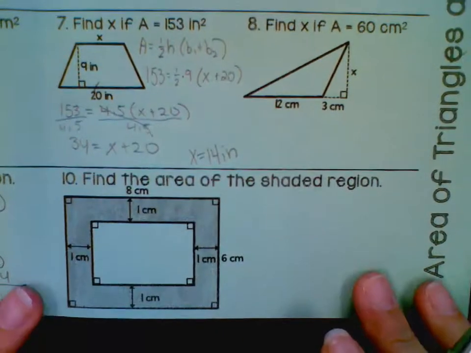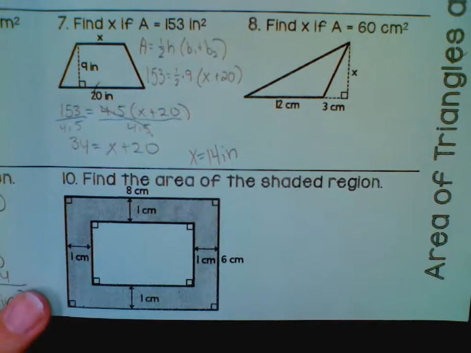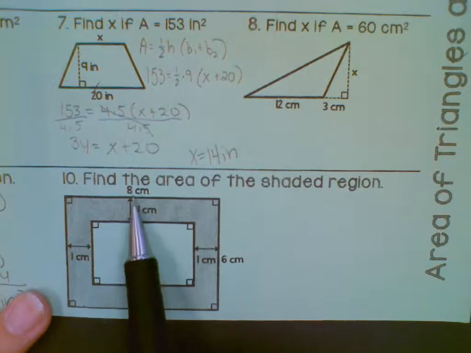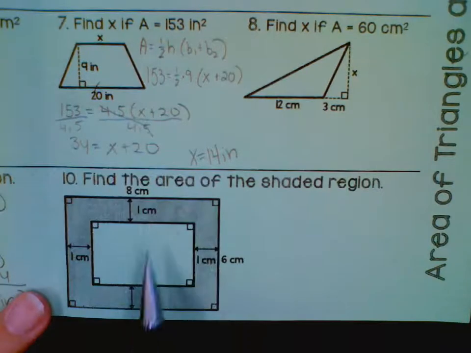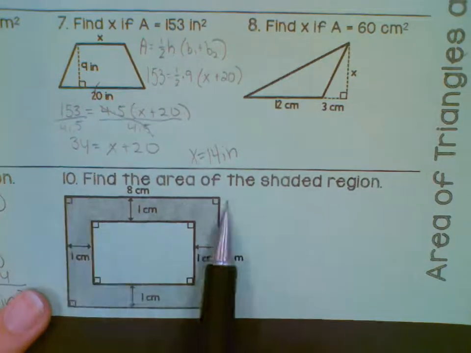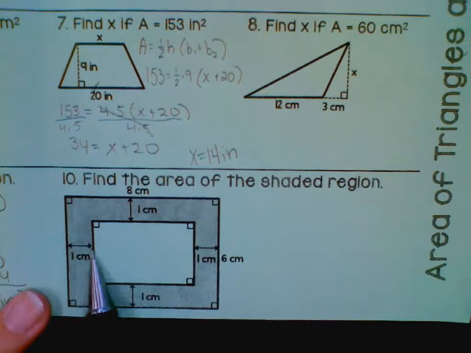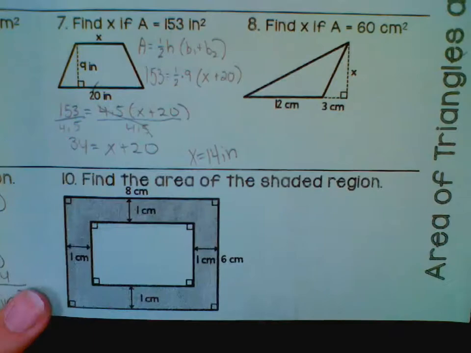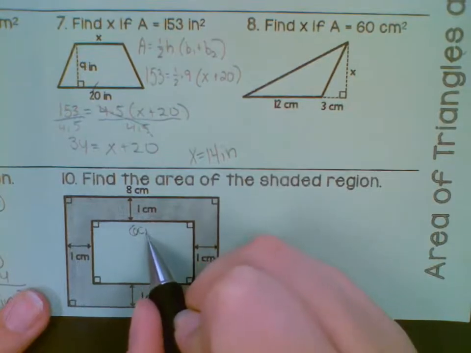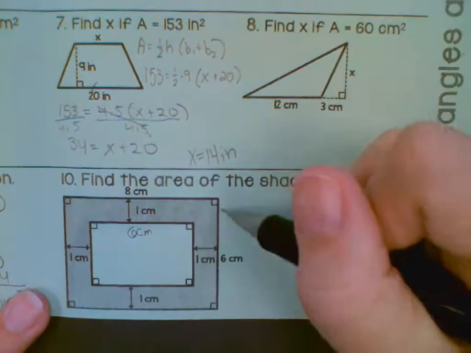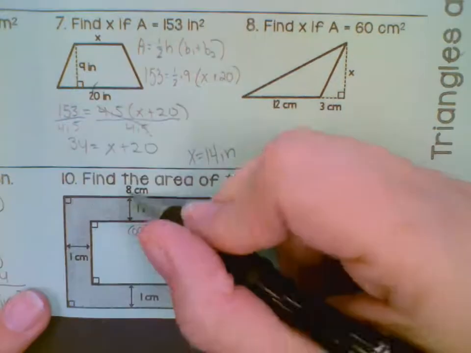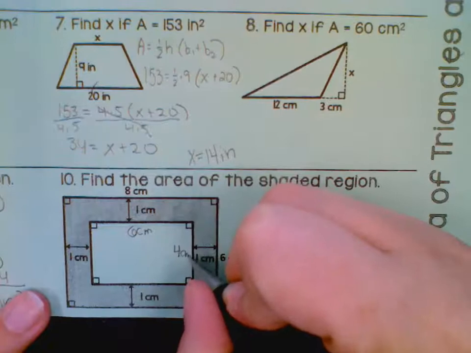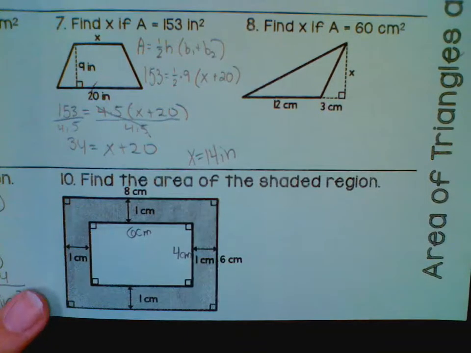Okay, so for our last example, it's the same process. The only difference here is that they didn't necessarily give you those numbers. They told you how far it went in. Okay, so if the whole thing was 8, but we went in 1 inch on each side, what's going to be the measure of the box on the inside? Good, that would be 6 centimeters. Same idea here. The whole thing was 6, but we went in 1 centimeter on that side and 1 centimeter on that side, so we would have 4 centimeters left over there.